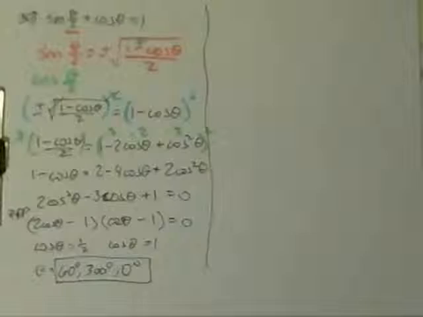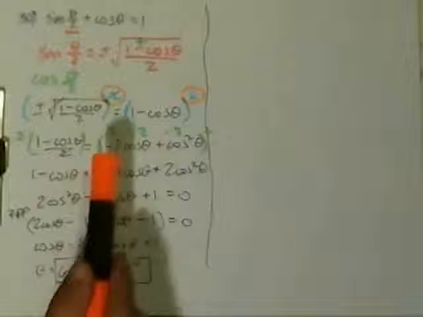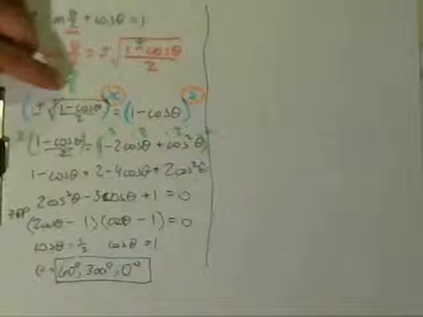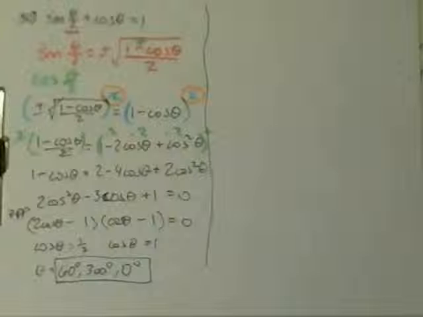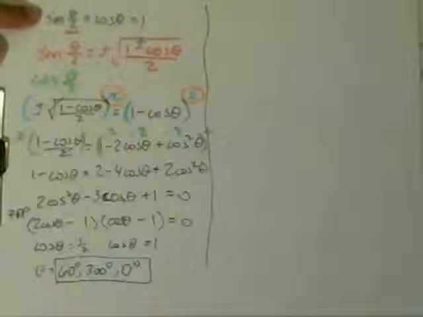Notice, guys, I kept a very low profile on the squared. I put it in blue just to show you that we squared both sides, so we have to check for extraneous solutions. In fact, we can only check in the original equation. So let's check it out.